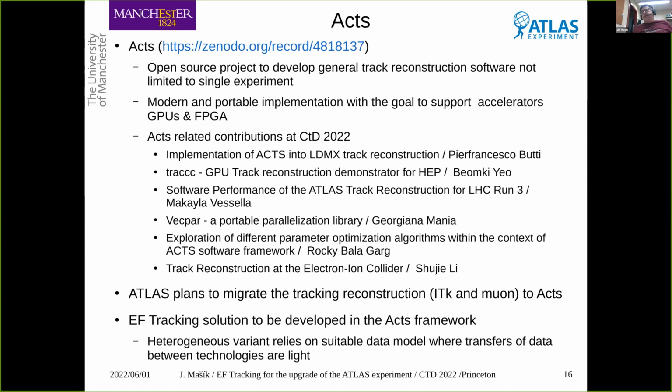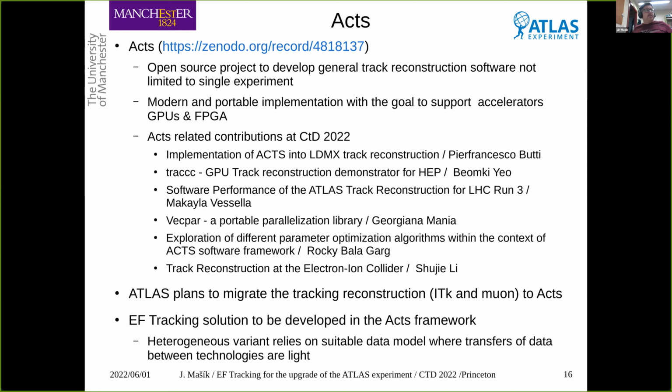So these were technologies, but how will we put this all together into an implementation of the EF tracking in ATLAS? We are planning to use the ACTS project. It's an open source project to develop a general track reconstruction software, which is not limited to a single experiment. The implementation is modern and also portable with respect to accelerators. There are many contributions related to ACTS at this conference, so you can see lots is happening on this front. And ATLAS plans to migrate the tracking reconstruction, both ITk and muon reconstruction, to ACTS. And on the EF tracking side, we also want to use the ACTS framework and use both CPU or accelerator implementations from there.